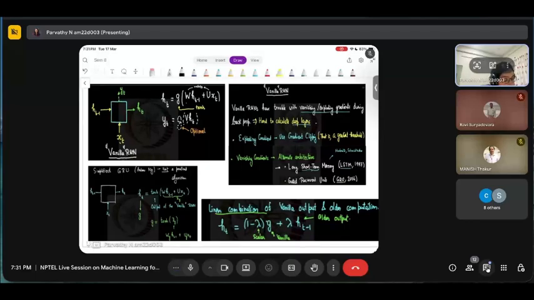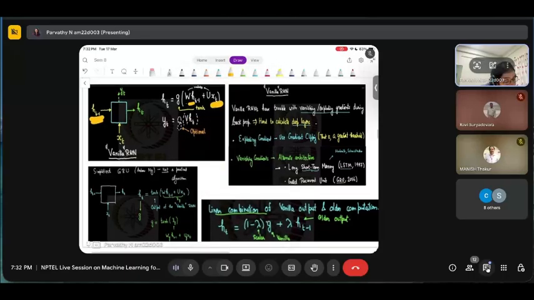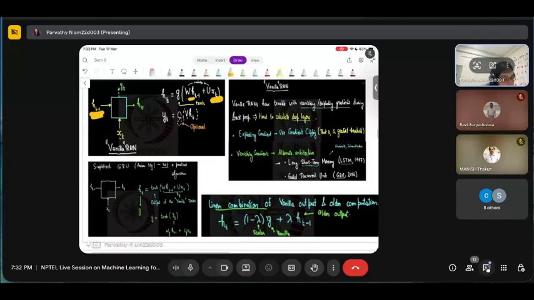But then this yt is a combination of both xt as well as ht minus 1, where ht minus 1 contains some information about the history of the inputs. So here W is the weight matrix for the ht minus 1 and U is the weight matrix for xt, and g is the activation function, and mostly tanh is used.